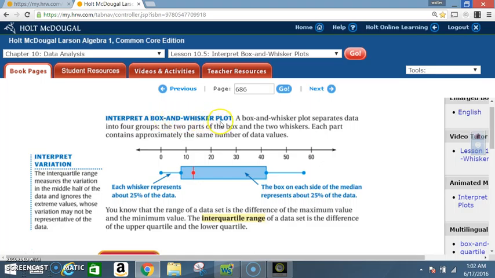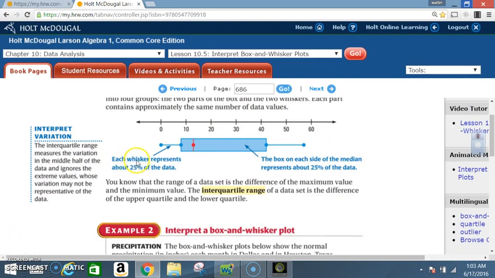Interpret a box and whisker plot. A box and whisker plot separates data into four groups: the two parts of the box and the two whiskers. Each part contains approximately the same number of data values. Each whisker represents about 25% of the data. So from here to here is 25%. From here to here is 25%. The box on each side of the median represents about 25% of the data. So from here to here is 25%. From here to here is 25%.